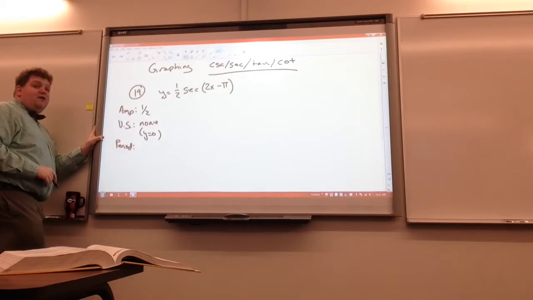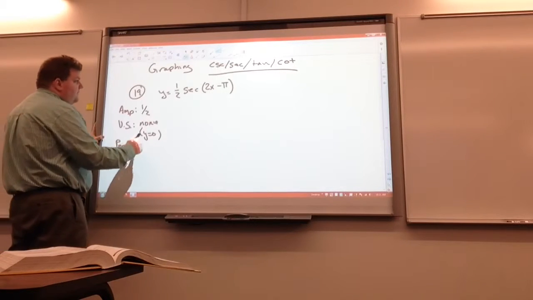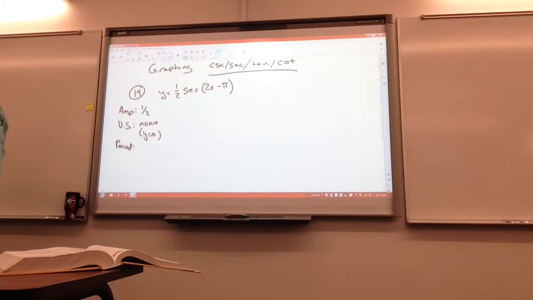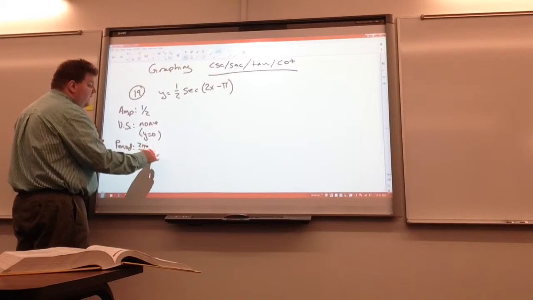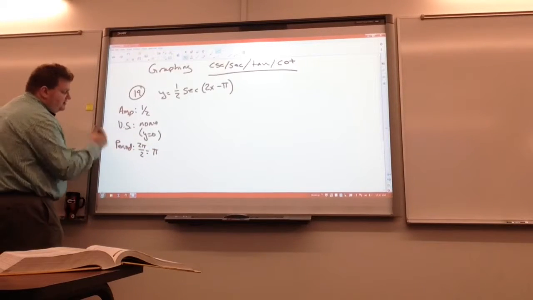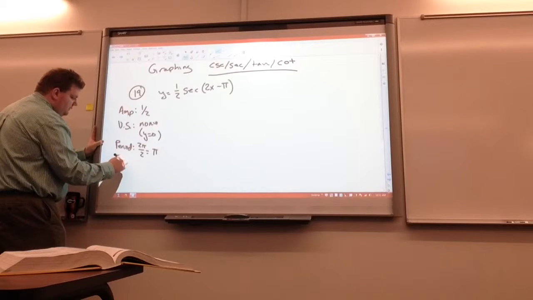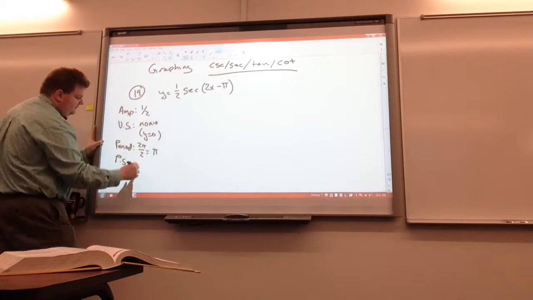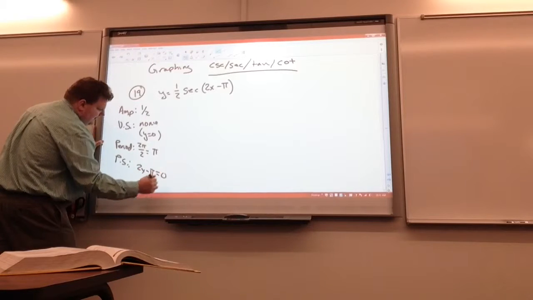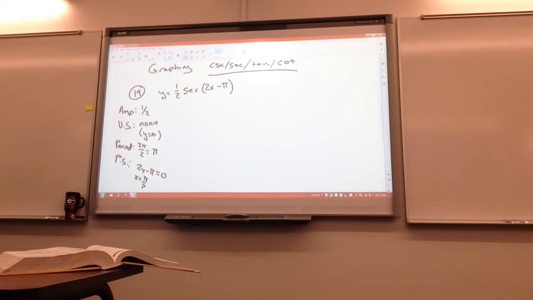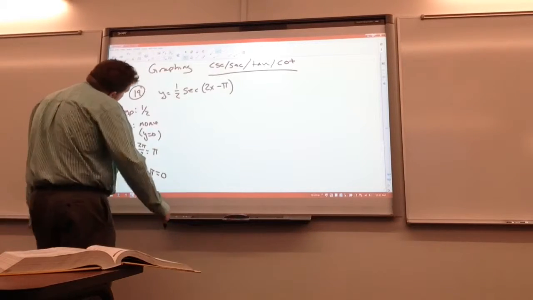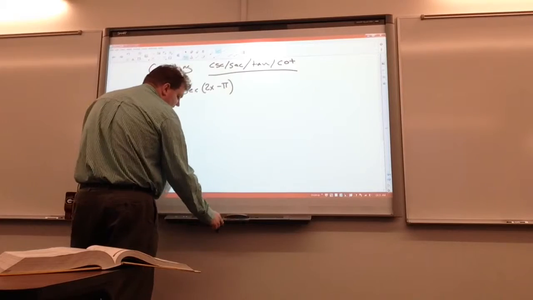Alright, what's the period going to look like? It's going to be 2 pi over 2, because again, secant and cosecant have the same period as sine and cosine. So my period is 2 pi over 2, so just pi. And finally, is there a phase shift? Yes. The phase shift happens as a solution to 2x minus pi equals 0. That gives me x is equal to pi over 2. So my secant graph is going to start at pi over 2 instead of at 0. Everyone catch that? Alright, so let's go ahead and graph this thing out.